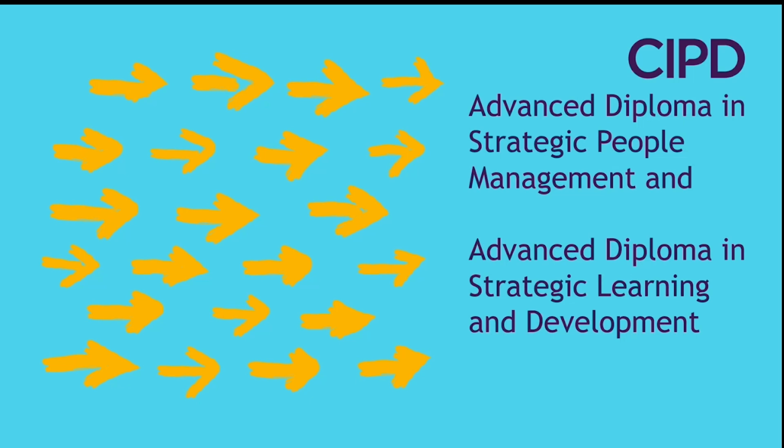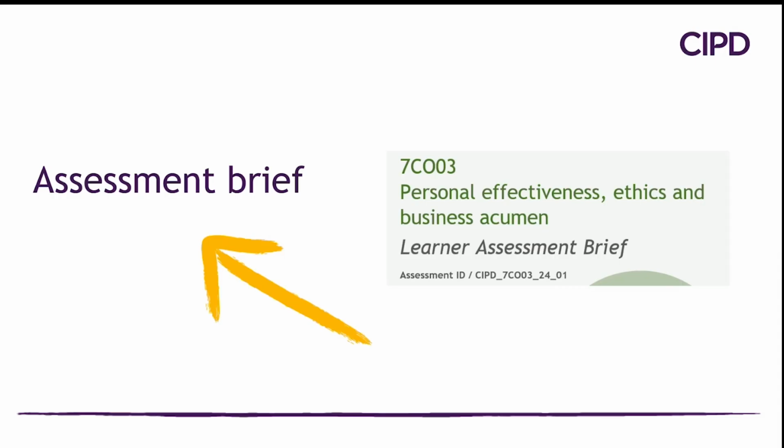This recording is one of a series intended to support you when writing assessments for the Advanced Diploma in Strategic People Management and the Advanced Diploma in Strategic Learning and Development. This recording focuses on 7CO03, Personal Effectiveness, Ethics and Business Acumen. Assessments are revised on a regular basis, and this guidance is based on the June 2024 version. The last moderation window for this assessment is September 2025.